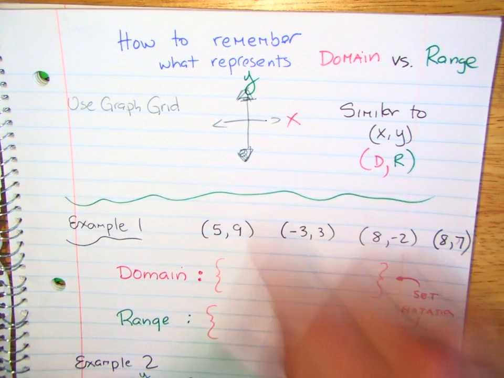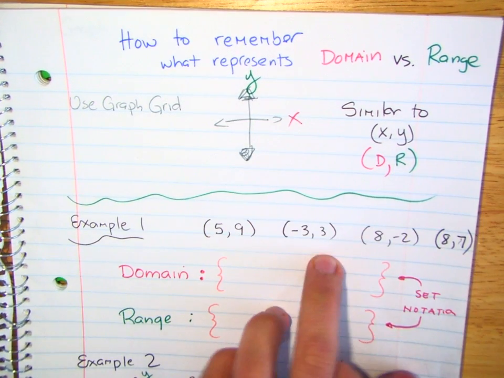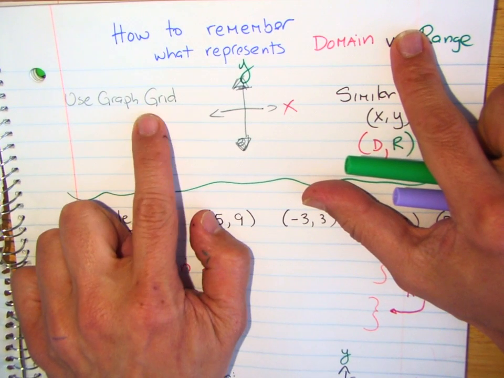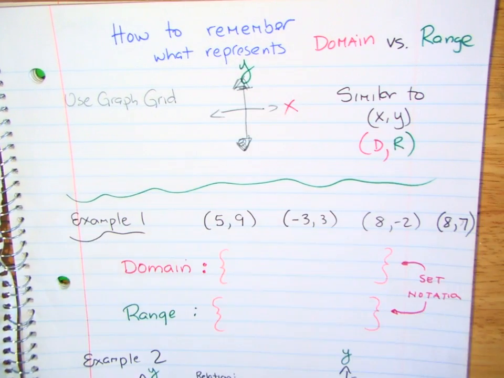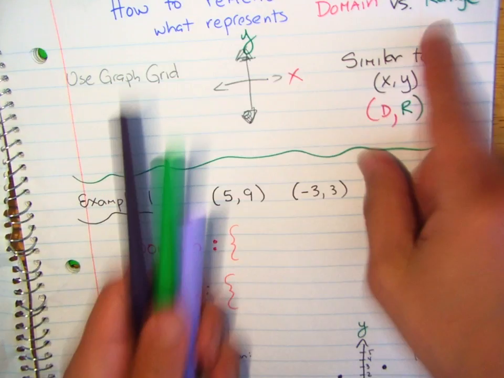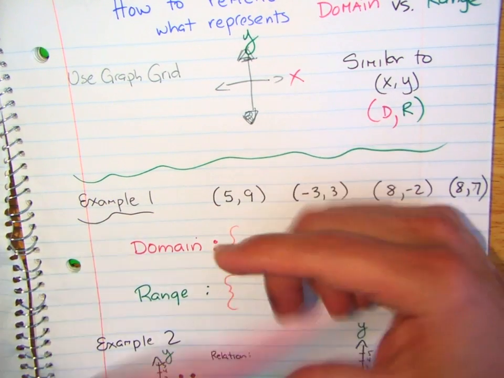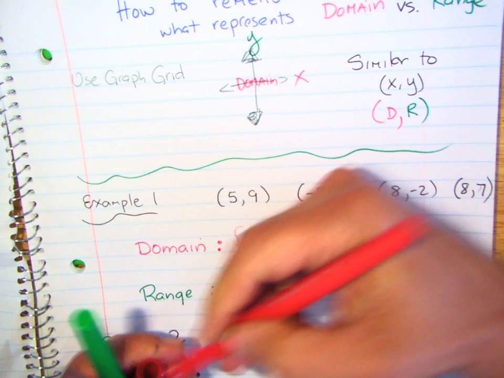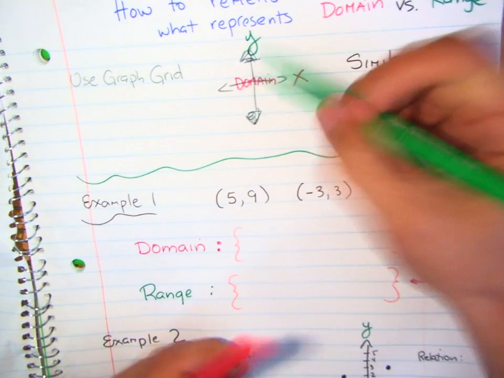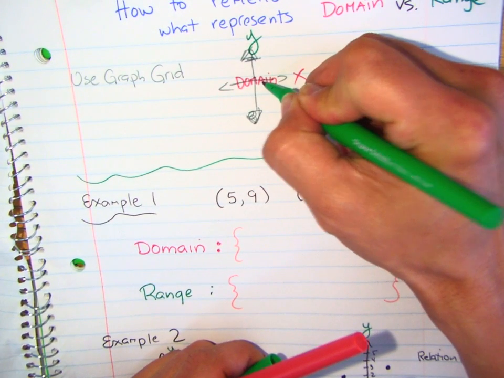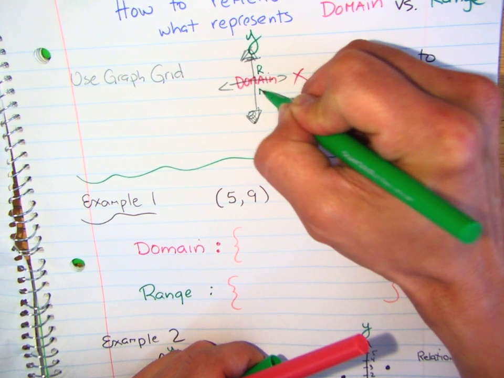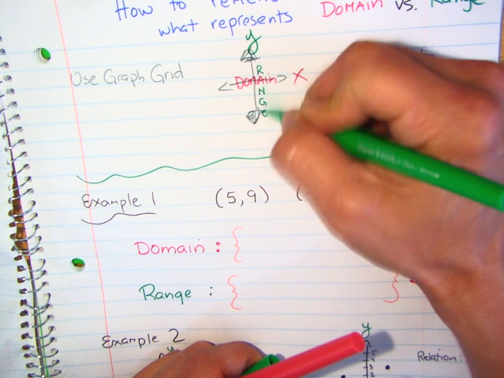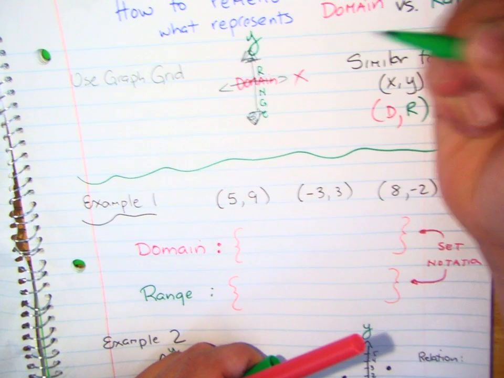Now, how do you remember what represents domain and range? When I was in high school, someone explained you could use the graph grid. Here you have x, y. What I could do is write domain on the x. And range, see how there's an A? I'm going to put R-A-N-G-E on the y. So the range is on the y. That's one way.